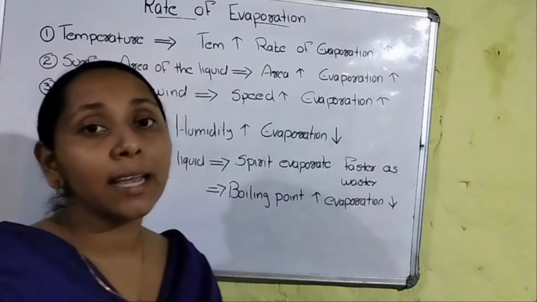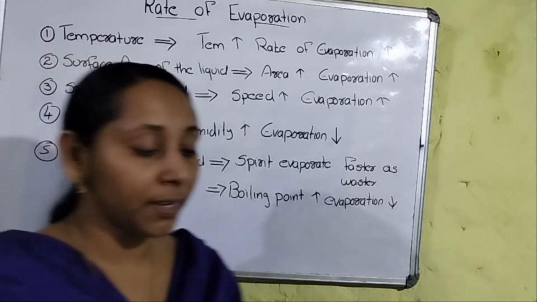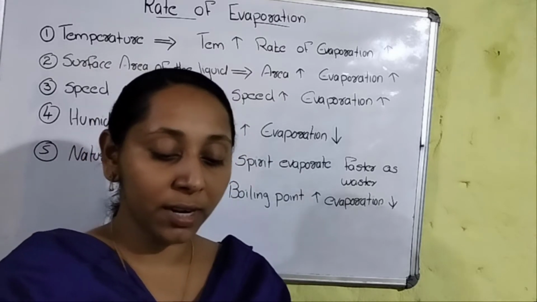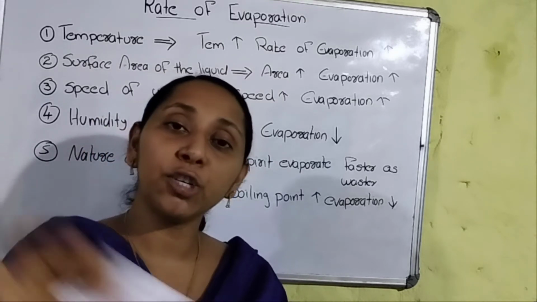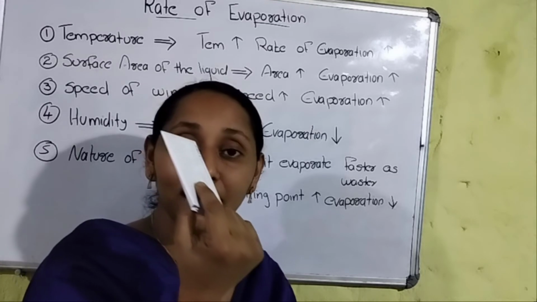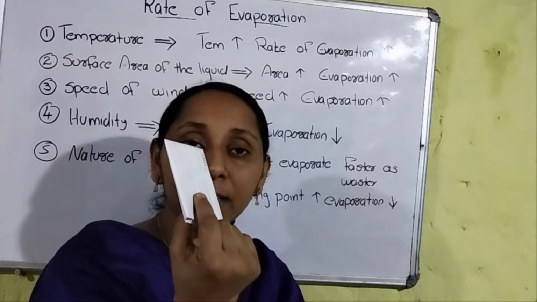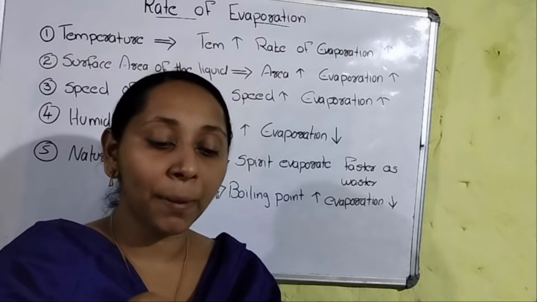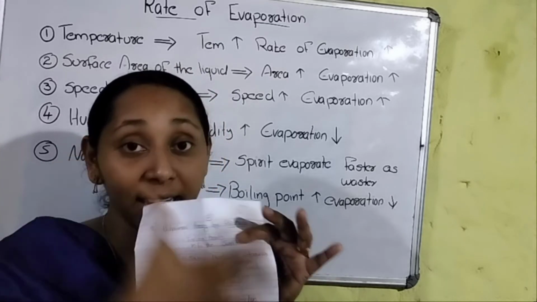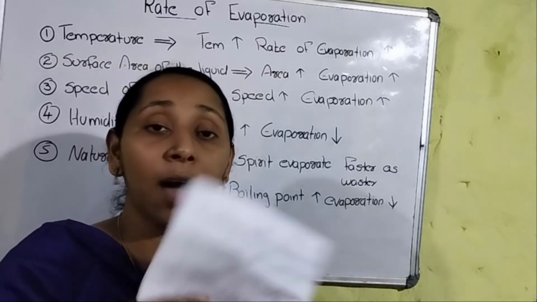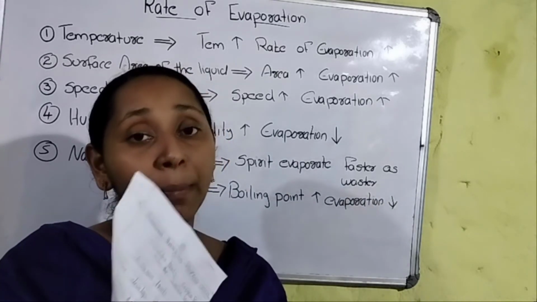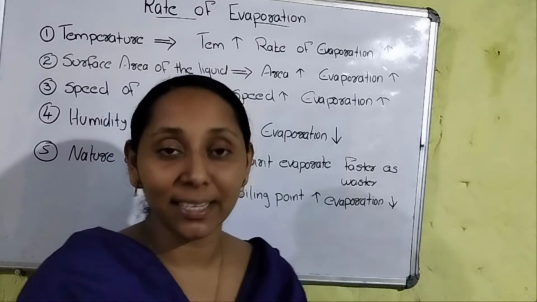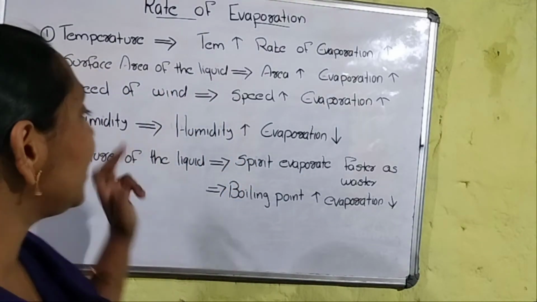Temperature increases, evaporation increases. Point number 2, surface area of the liquid. Surface area increases, evaporation also increases. I will take a small piece of paper, fold it into a very small one, put it into water and allow it to wet. It's not easy for it to wet fast. But in the same condition, if I open this paper out, the area increases, and I put it into water and allow it to evaporate, it evaporates very easily, because when area increases, evaporation increases.